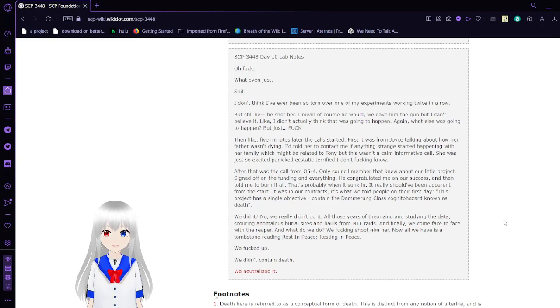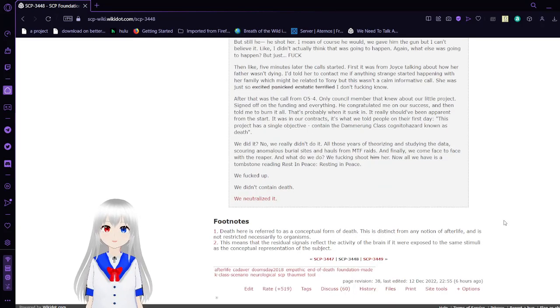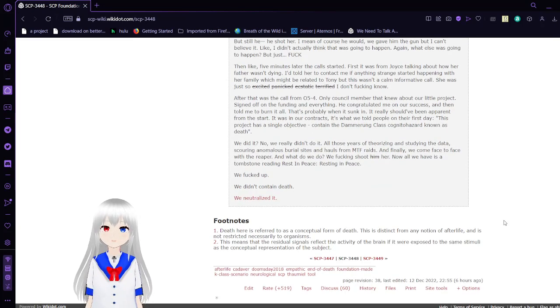All those years of theorizing and studying the data, scouring anomalous burial sites and halls from MTF raids, and finally we come face to face with the Reaper. And what do we do? We freaking shoot them. Then all we have is a tombstone reading rest in peace, resting in peace. We freaked up. We didn't contain death. We neutralized it.